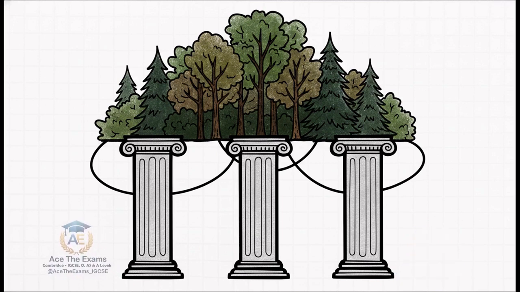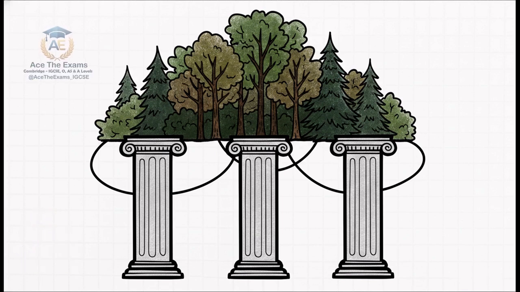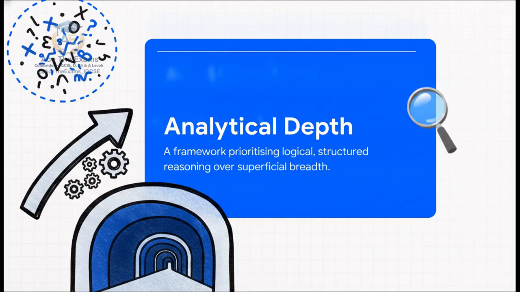For example, can you link the algebraic discriminant of a quadratic equation, the b squared minus 4ac part, to the actual geometric reality of a tangent intersecting a curve? Does it cut it twice, once, or never? It's about seeing the whole mathematical forest, not just staring at the individual trees. And that beautifully illustrates what Cambridge calls analytical depth.